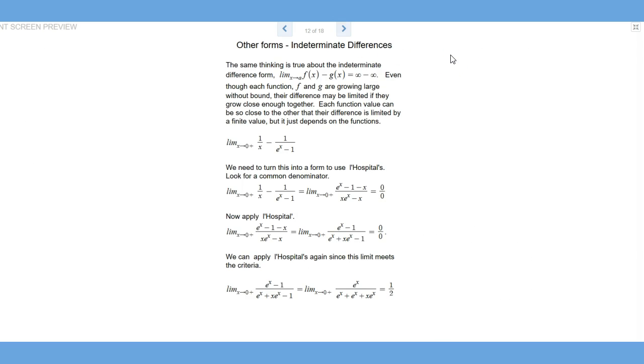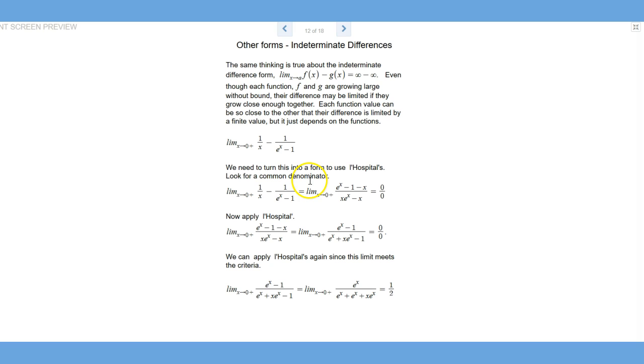So there are some other indeterminate forms that we can also use it on, and that's indeterminate differences. Again, if I have the limit of a difference of two functions and they're both going to infinity, they could remain close enough to each other that their difference is limited. So this doesn't necessarily go to infinity, and it doesn't necessarily go to 0. Remember, infinity minus infinity doesn't make sense as a number, so it just depends on the functions.